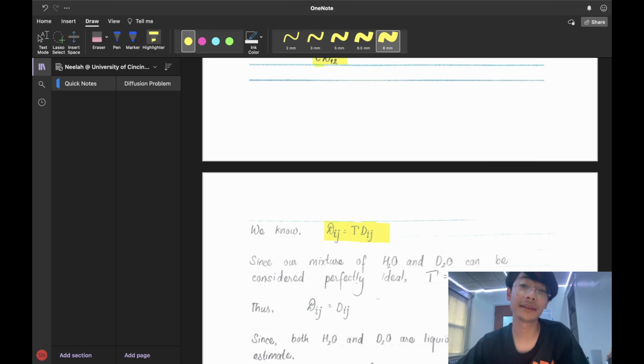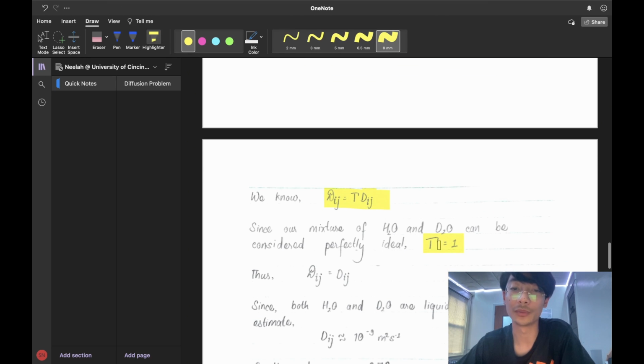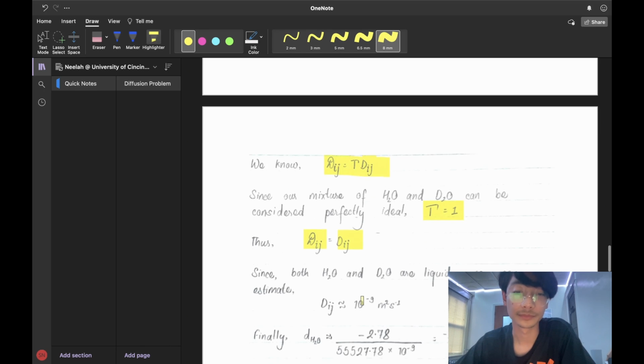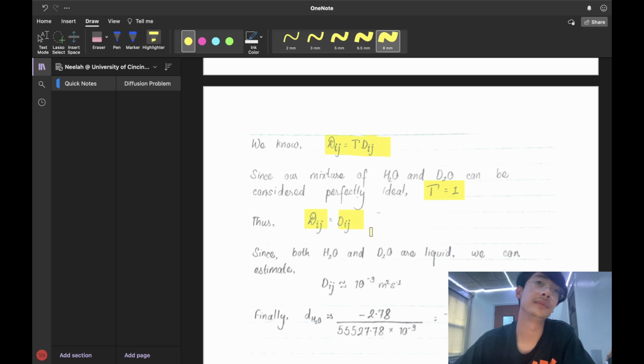But one thing to keep in mind is that the mixture of H2O and D2O can be considered perfectly ideal. What that means is we can simply write down the thermodynamic factor, which accounts for the non-idealities, as being equal to 1. So what we get here is that the Stefan-Maxwell diffusion coefficient is simply equal to the diffusion coefficient. One thing that we know about the diffusion coefficient is that it's always in the order of magnitude of 10 raised to the power of -9 if we're looking at a mixture of two liquids.